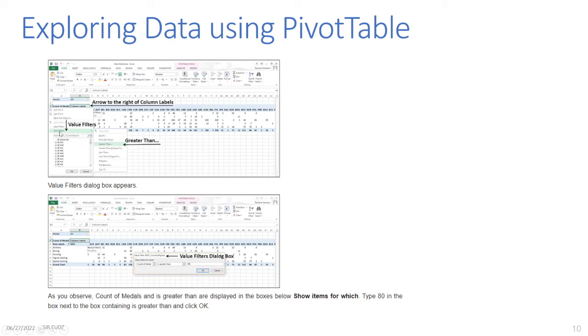So we have here, click on values filter. So the values filter dialog box appears. And then as you observe, here we place count of medals is greater than 80. Count of medals is greater than is displayed on the box below, show items for which, so this one. Then type 80 in the box next to the box containing is greater than. So count of medals is greater than 80, and then we click OK.